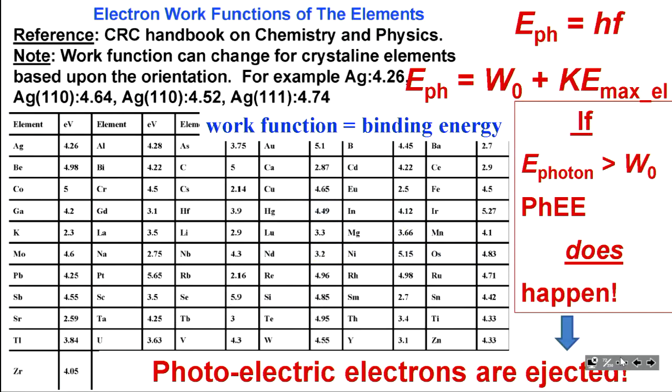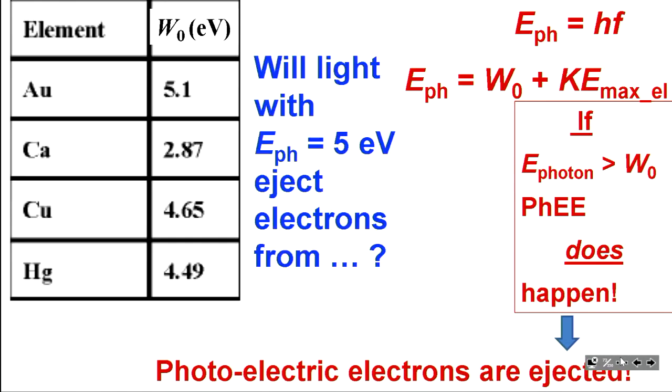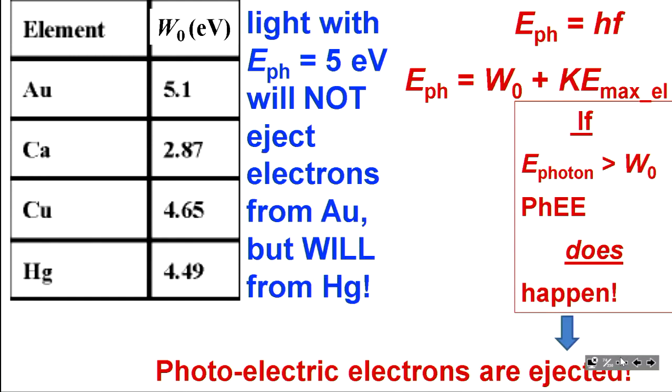Well, so again, the work function, binding energy, has been measured. This is a table, you can Google it, in electron volts. And if the energy of a photon is less than this number, no photoelectric effect happens. For example, a wave is composed of photons with 5 electron volts energy. If we shine it on gold, nothing is going to happen. Not enough energy. But on mercury, we will see some electrons ejected. That's it. That's how it works.